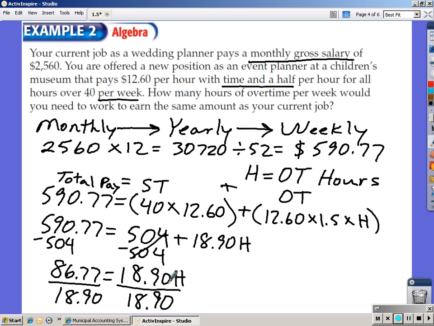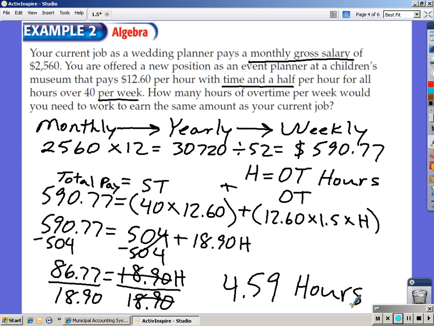Okay, 18.90 is going to cancel. 86.77 divided by 18.90 equals 4.59 hours. Now, here's the deal. We want to know how much we have to work in order to make at least that $590.77. Like we've learned the past couple days, you have to round it to the nearest quarter of the hour. The nearest quarter of the hour here is 4.5 hours.